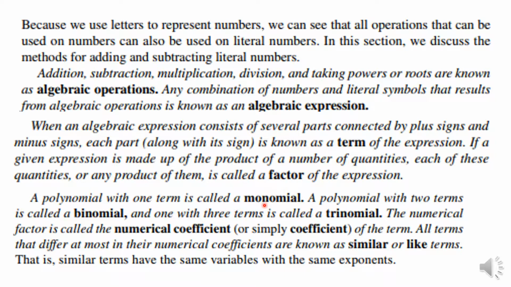If there's one term, it is called a monomial. Two terms is called a binomial, and three terms is called a trinomial. The numerical factor is called the coefficient. We will be combining like terms. Like terms have the same variables and the same exponents.